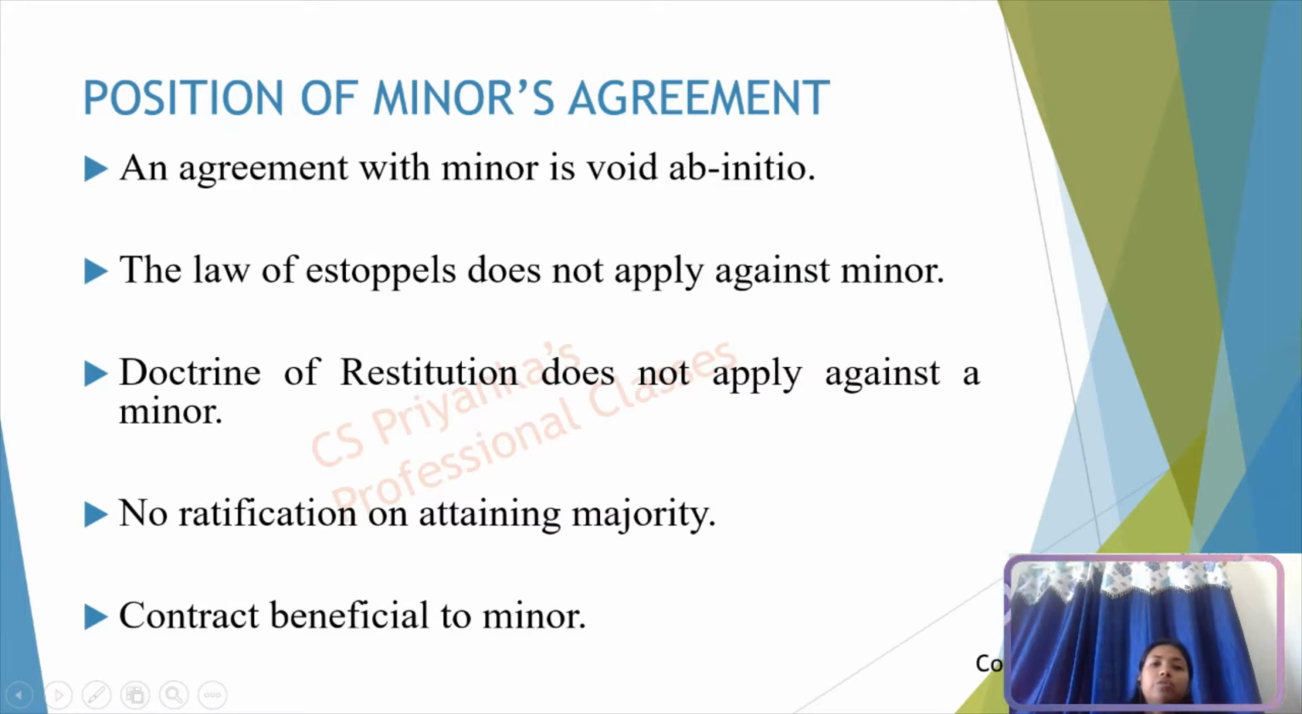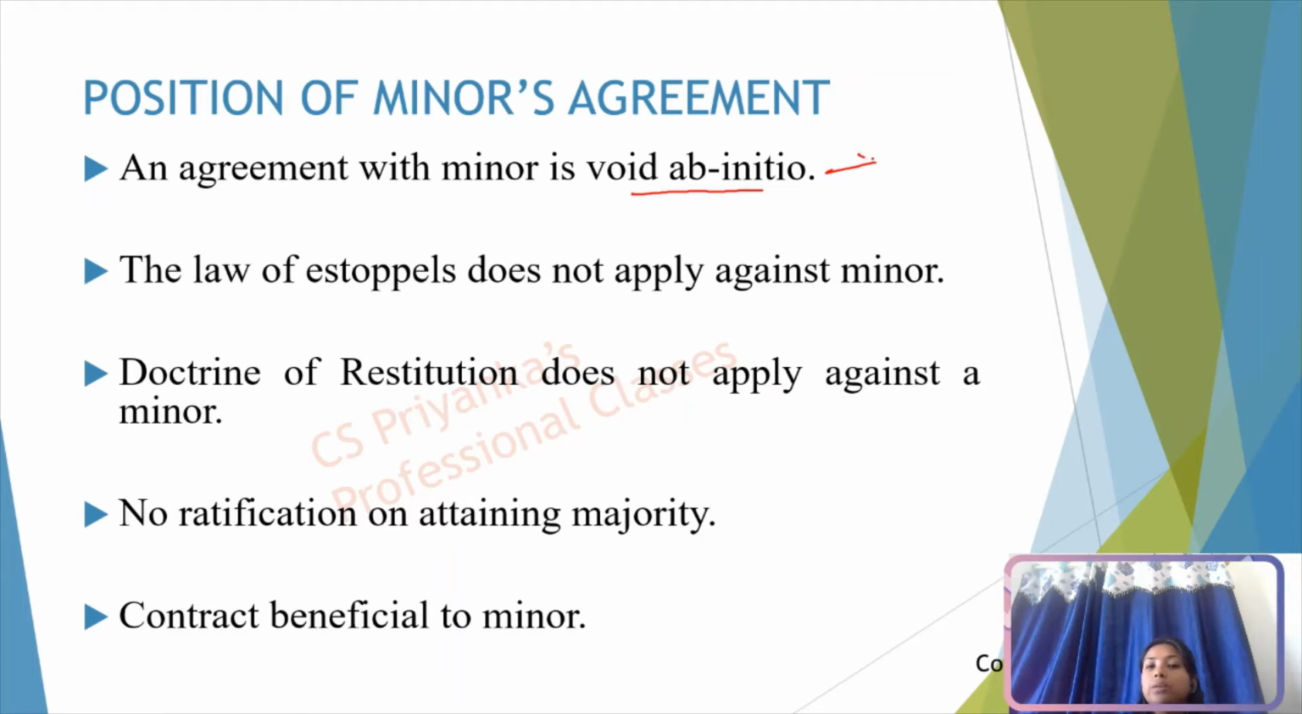So, position of minors' agreement. What is the position of a minor in the agreement or contract? That means if you enter into a contract or agreement with a minor, what will be the position of the minor in such cases? First point is an agreement with a minor is void ab initio.